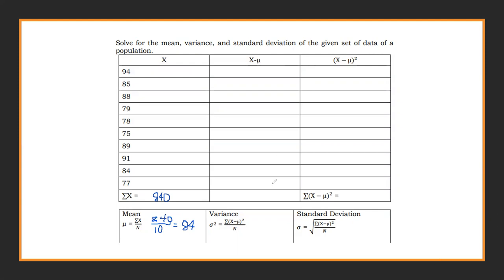The next step in order to find the variance and standard deviation is to subtract the mean from our data, yung ginagawa rin natin dati. So, bawat isa, subtrahan natin ng 84. So, that's 94, para makita ng iba. That's 94 minus 84 is equals to 10.